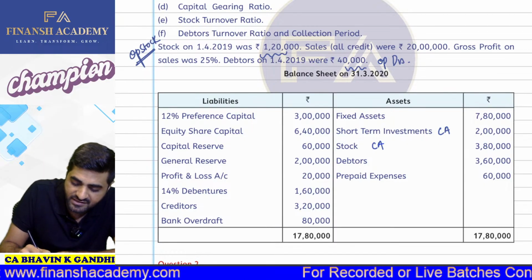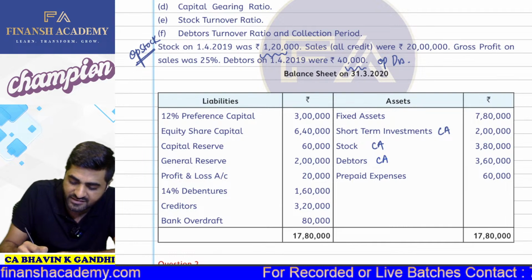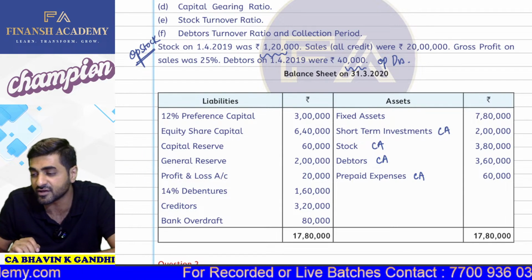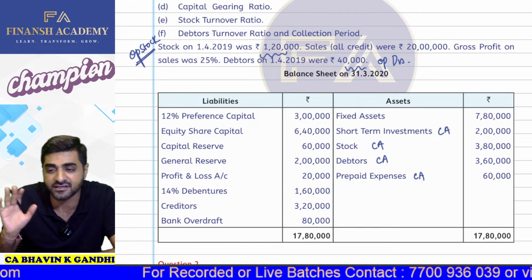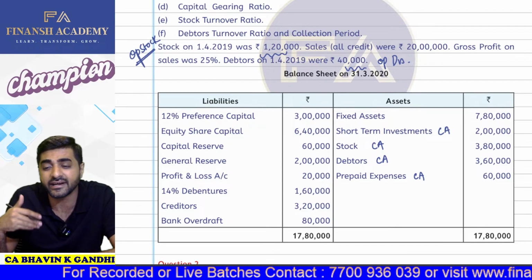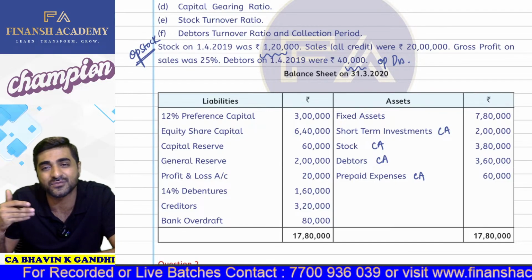Stock, is it your current assets? Yes. Debtors, is it your current assets? Yes. Prepaid expenses, current assets? Yes. All these are your current assets. Fixed assets is not your current assets, sir, because they are always procured with an intention that we are going to keep it for at least 1 year.